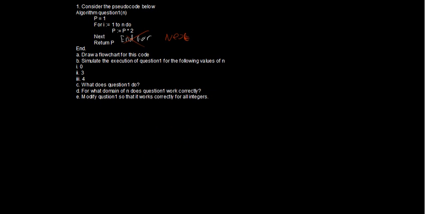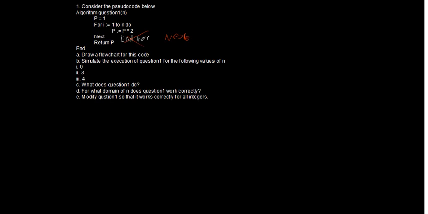So first of all, draw a flowchart for the code below, right? So I'm going to draw this flowchart. I'm just going to go to a new page. So we're going to start our algorithm, right? We start our algorithm with our oval there and then say start, right? Okay, we started our algorithm.